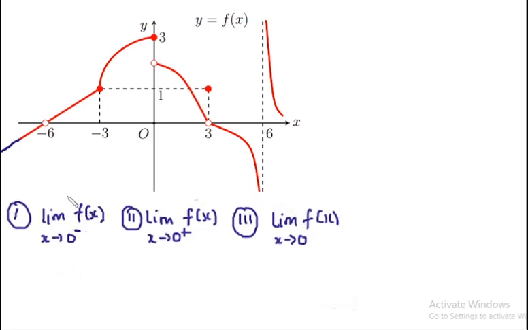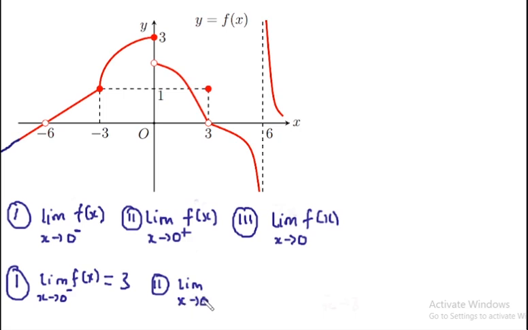For the first example, we have to find the left hand side limit as x approaches 0. As the x value is approaching 0, our y value is approaching 3. So that means the limit as x approaches 0 from the left hand side is equal to 3.